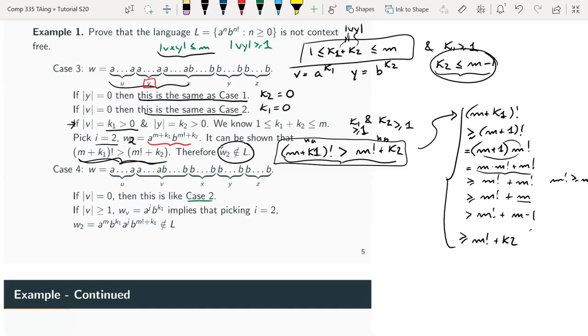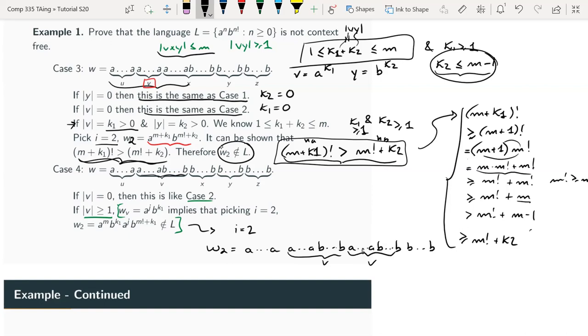Otherwise, if V is non-empty, so it has at least one. Forget about this, it's a bit confusing notation. The only thing you could really say, in a one-liner, is if you were to pump your string W at least once, so pick I equals 2, and you knew that your string contained some A's and then some B's, then your resulting pumped string would look like some A's, then some B's, which is the first V, and then some A's and then some B's, the second V, and then more B's.